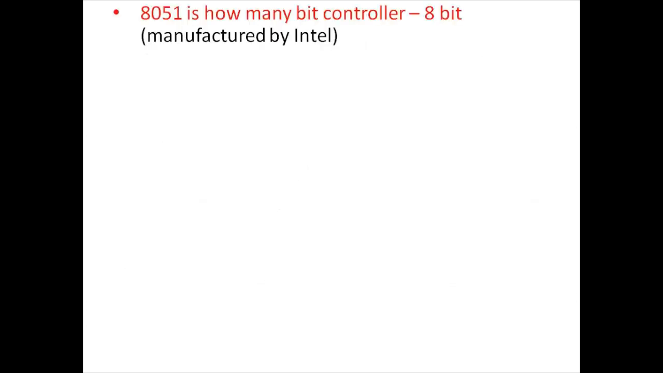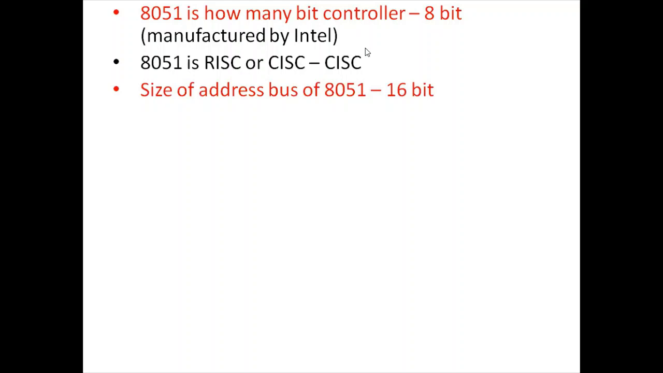Next, 8051 is how many bit controller? You know it's an 8 bit controller and it was manufactured by Intel. Next question: is 8051 RISC or CISC? Mostly it is CISC. The size of the address bus of 8051 is 16 bit. That means it can access external memory having 64 KB capacity.